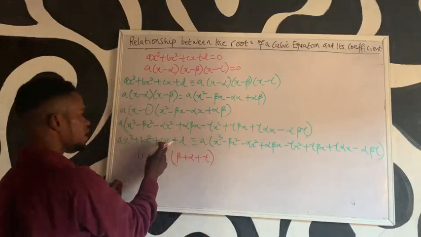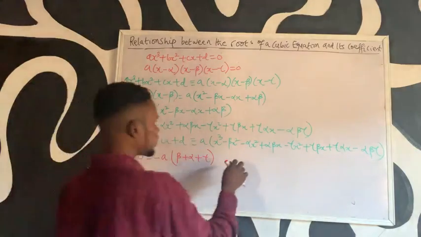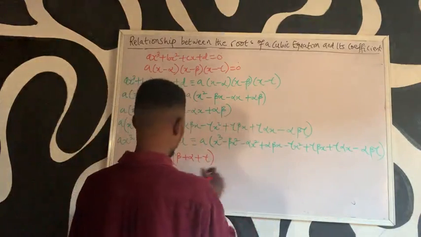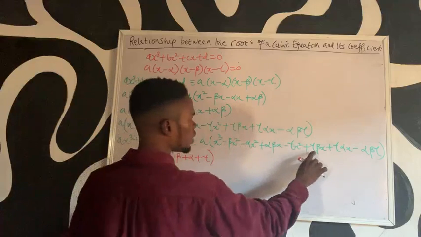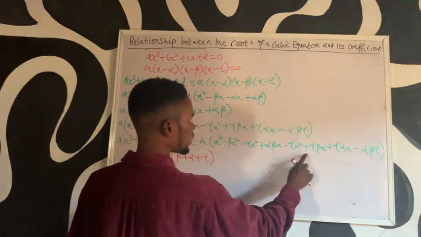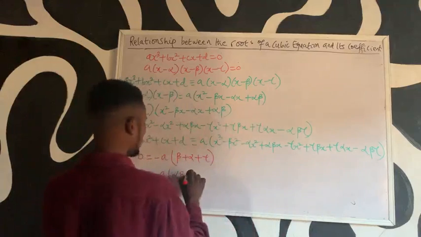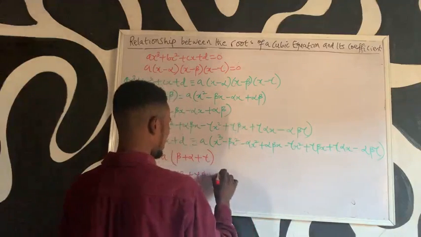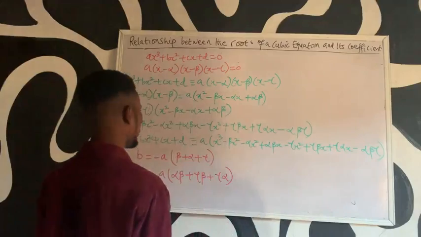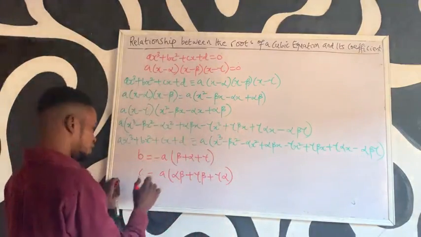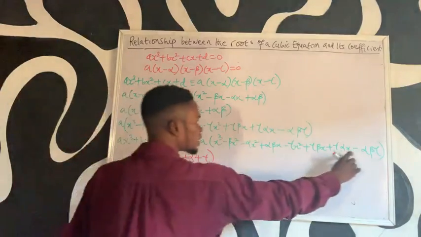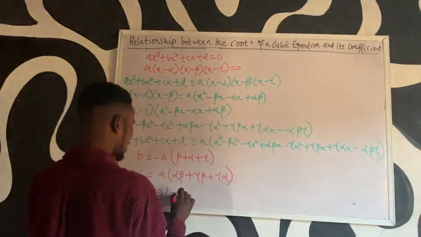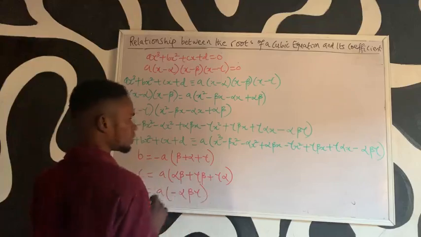Then the coefficient of x here is what? C. And the coefficient of x here, the A is multiplying the entries. For x, we have alpha beta, that's positive, alpha beta plus gamma beta plus gamma alpha. Yes. And the constant term here is what? Is D. While the constant term here is what? We have A into bracket minus alpha beta gamma.